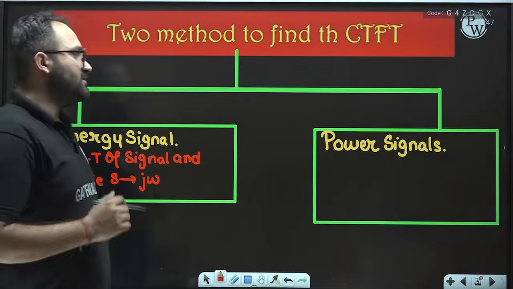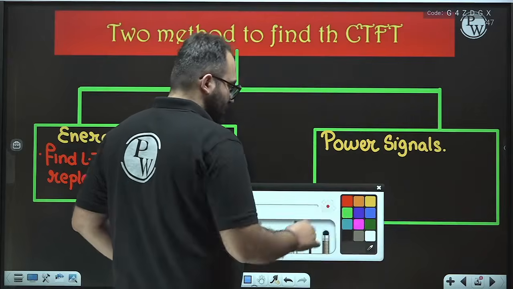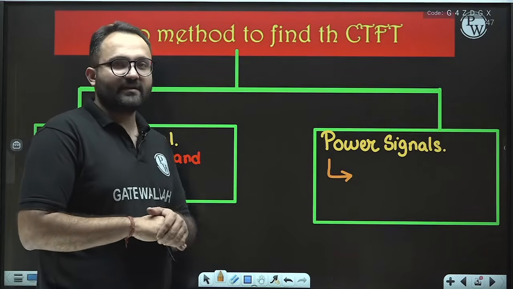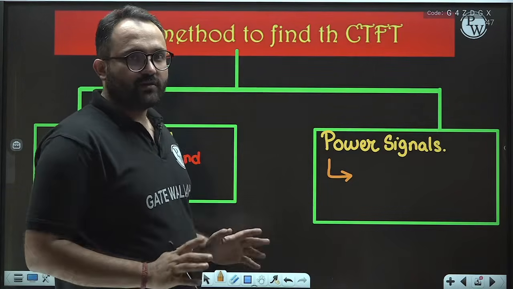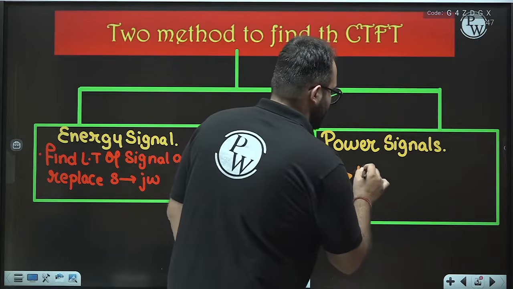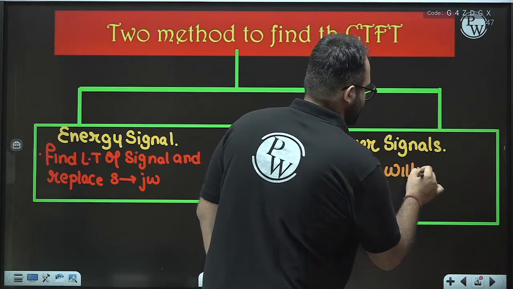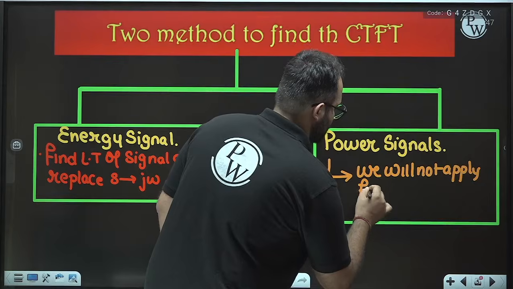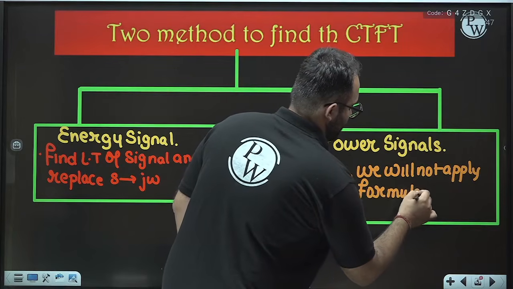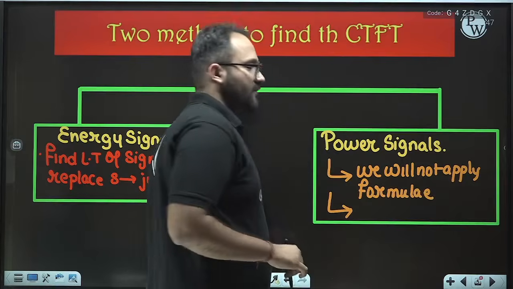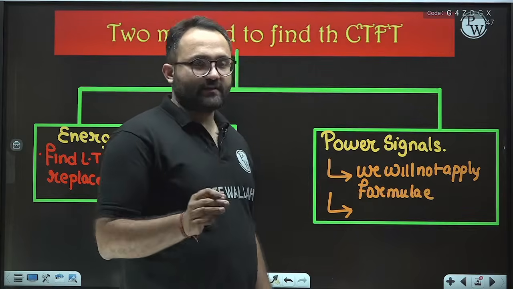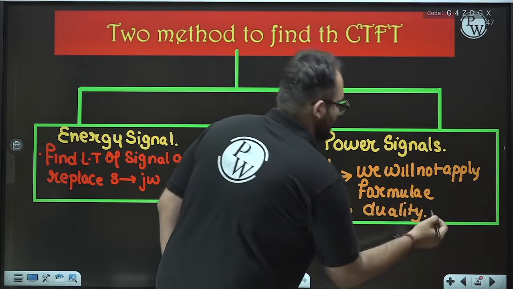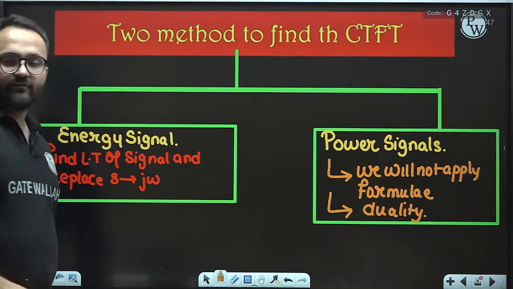And for the power signals, the method is duality. So I'll tell you what is duality. For power signals, we will never apply the formulas. We will find out the Fourier transform using duality. We will not apply the formula. We will apply duality, and I'll tell you duality in this session itself. So let's find out for a few signals.